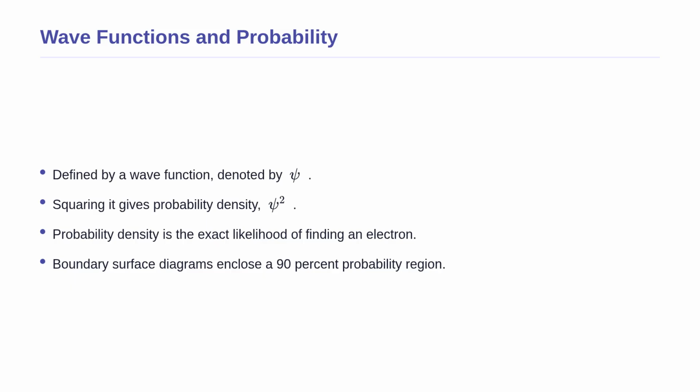Because the cloud technically extends to infinity, scientists draw a boundary surface diagram that encloses the region where there is a 90% chance of finding the electron.